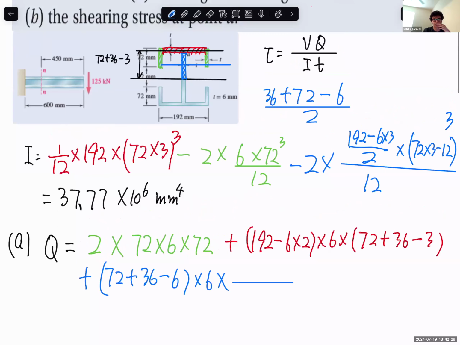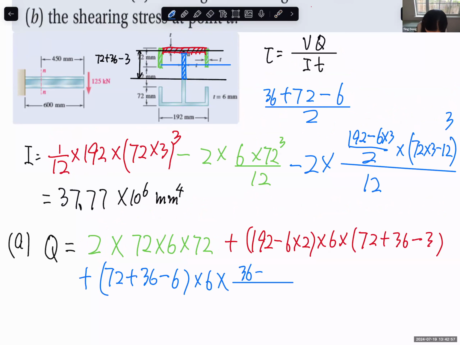Why are you dividing it by two? Because this part is this height, right? And I want the distance from the neutral axis of the blue area to the neutral axis of the entire cross section. I want this one. This is the y bar. It's half.